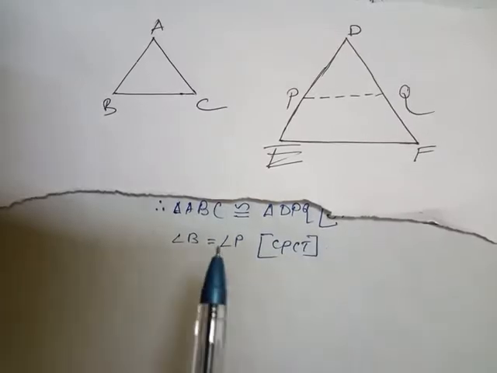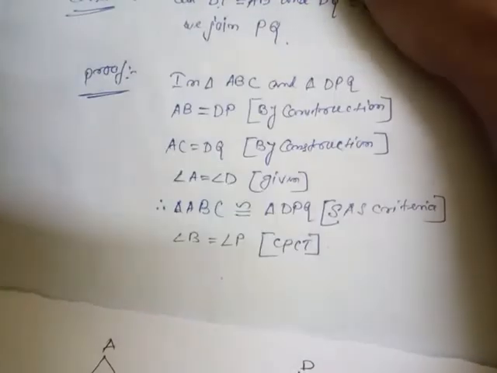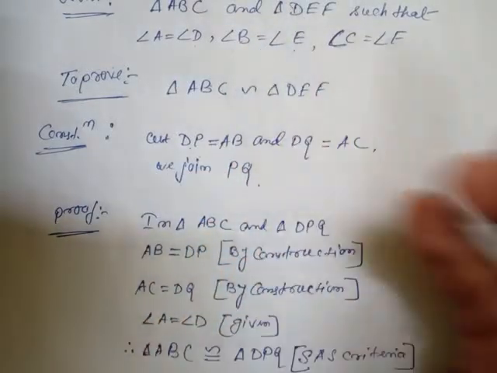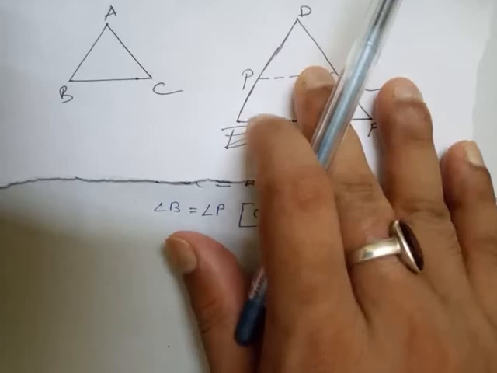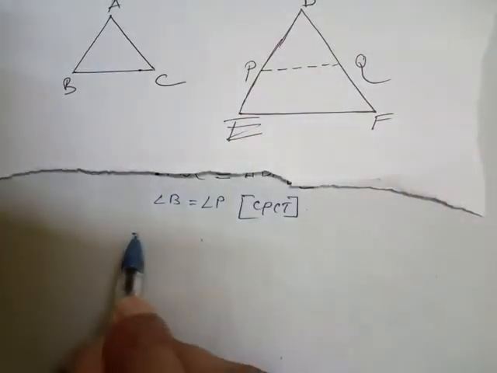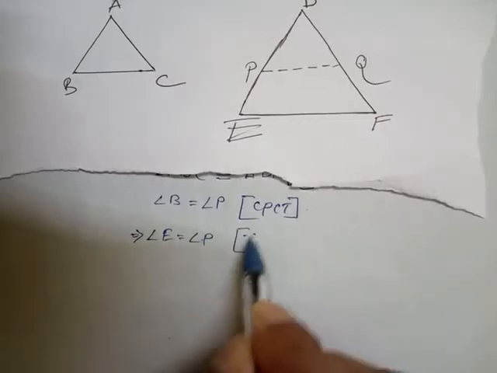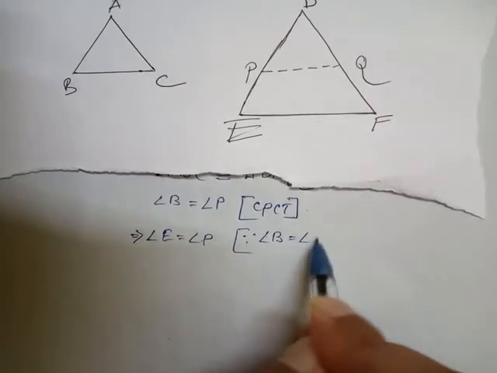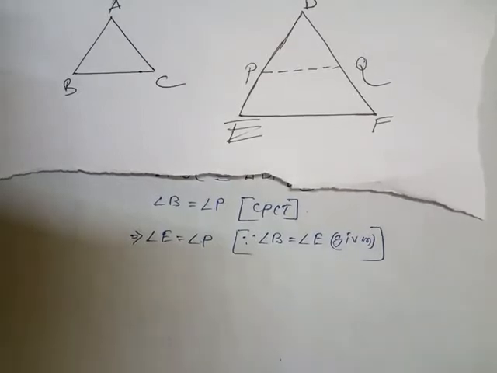Now look, student, in the given part, B equals E also. So in place of B I may write E also, since B equals P. So here I may write angle E equals angle P. And why? Since angle B equals angle E, it is given, so E equals P.